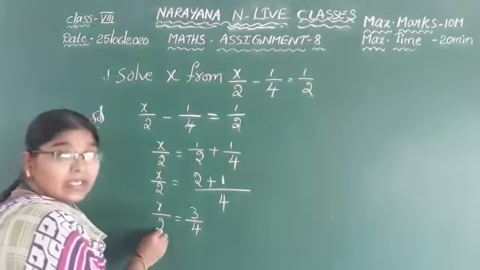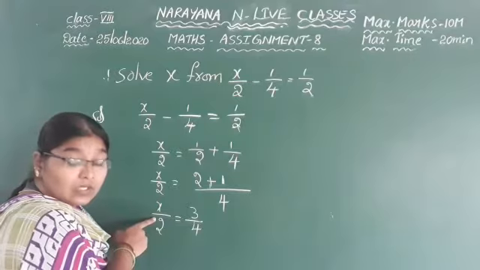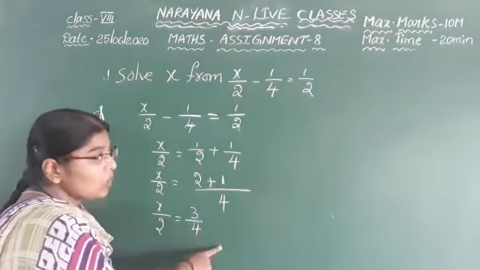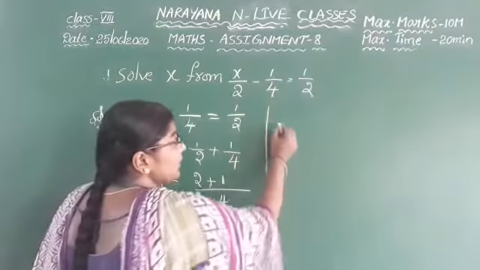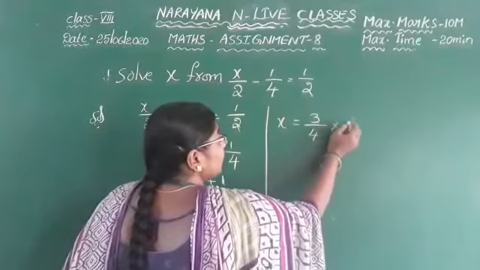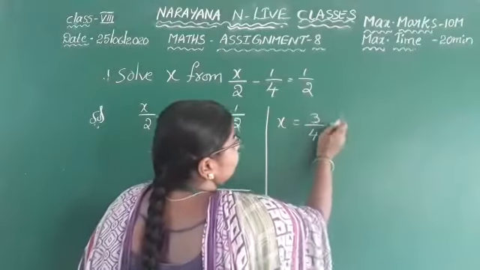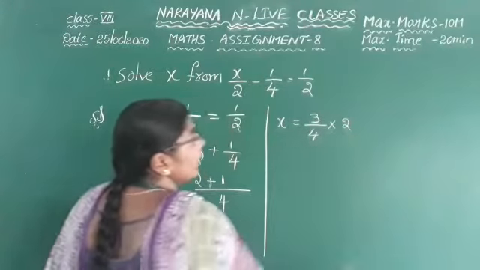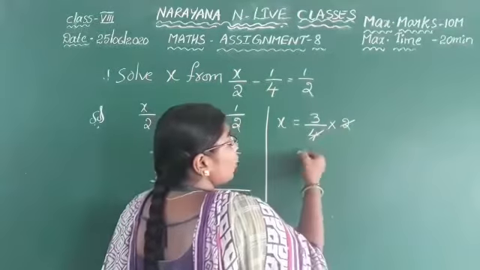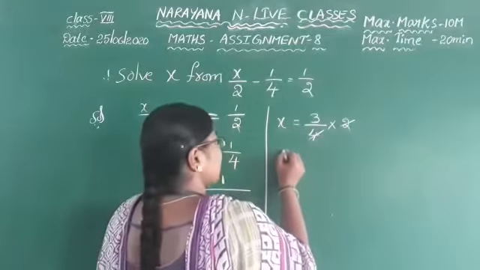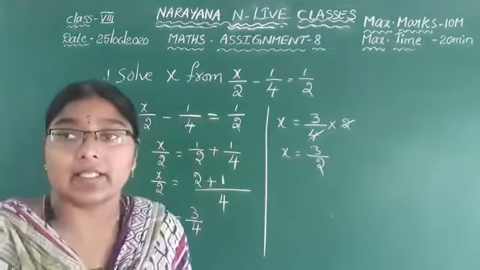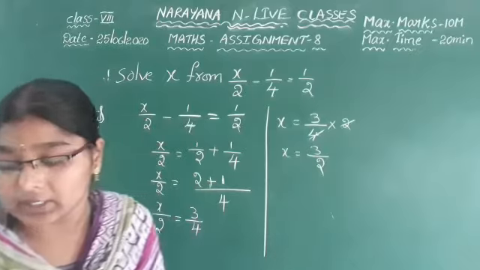Here the 2 is in the denominator, and we are finding the value of x. The denominator going to the RHS side means it is multiplication. So x is equal to 3 by 4 into 2. Here 4 in 2 table 4, how many times is it cancelled? 2 times. So x is equal to 3 by 2. What is the answer? x is equal to 3 by 2. We got the answer.